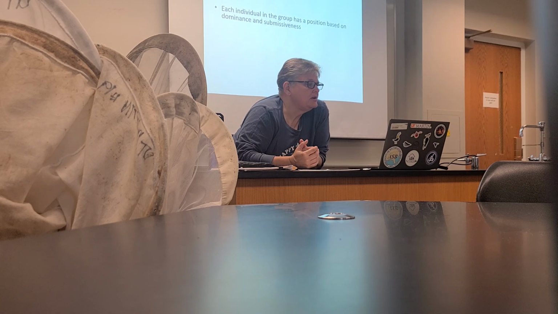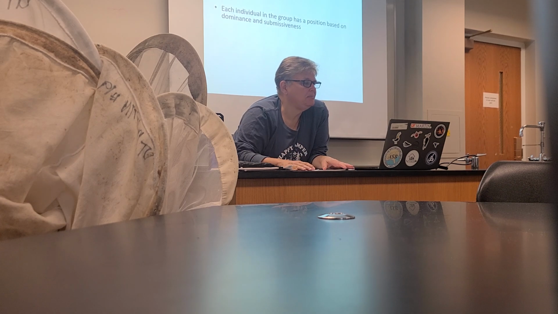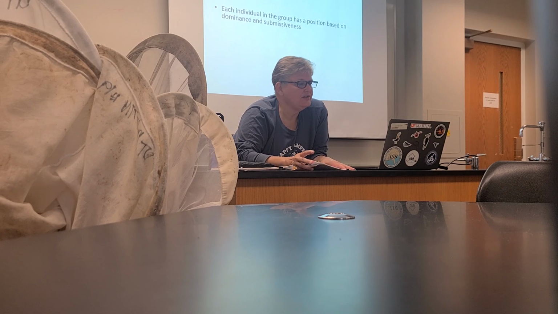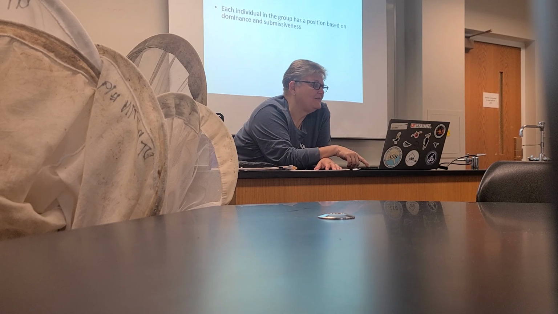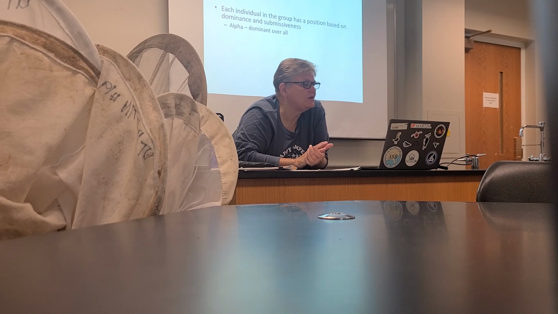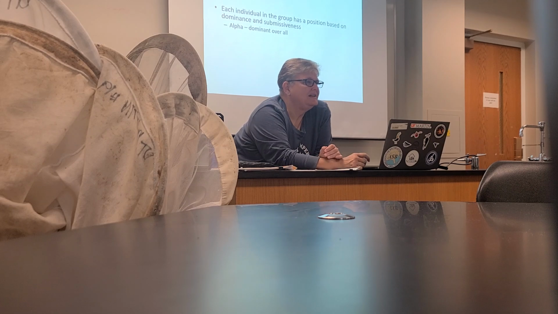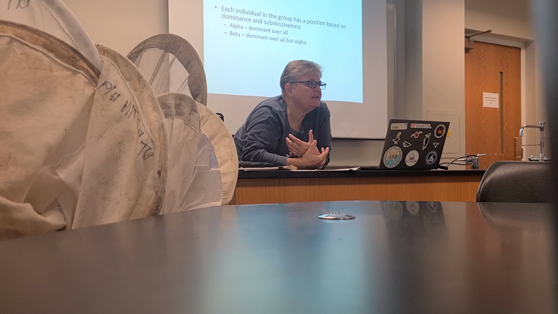Each individual of the group has a position based on dominance and submissiveness. And so one individual generally would be dominant over all others, and that one is called the, say it? Alpha. So alpha is dominant over everybody. And then the beta is dominant over everybody but the alpha. And you keep going in line until eventually you get to the omega, which is subordinate to all of the individuals in their group.